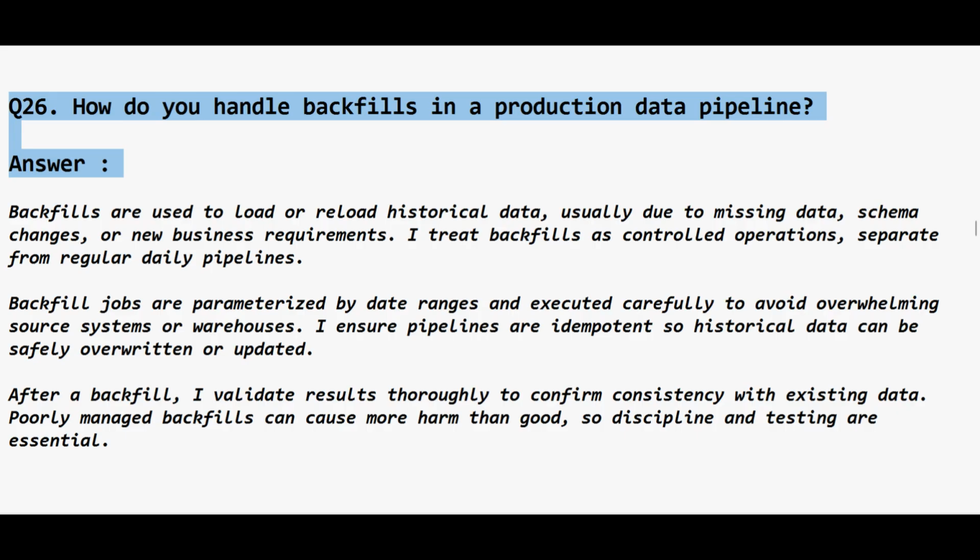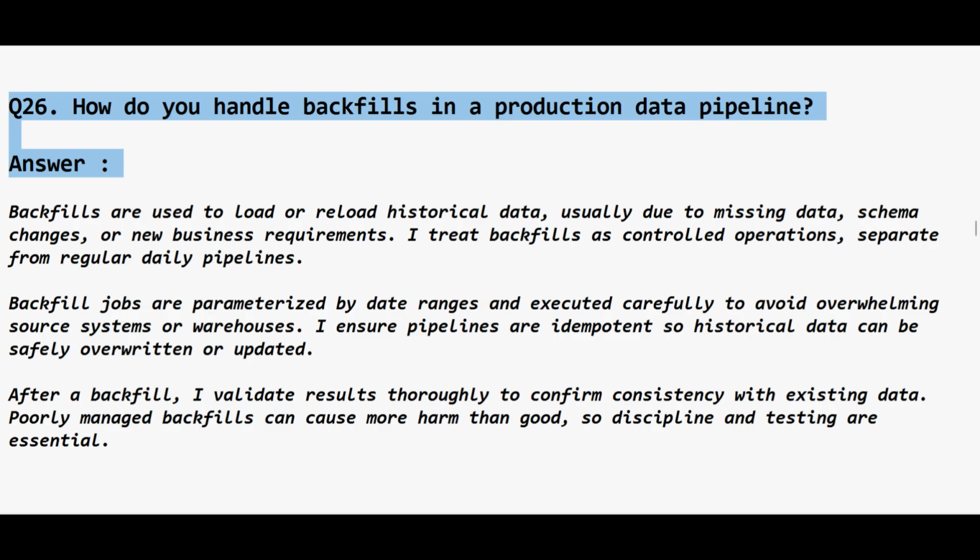Question 26. How do you handle backfills in a production data pipeline? Answer. Backfills are used to load or reload historical data, usually due to missing data, schema changes, or new business requirements. I treat backfills as controlled operations, separate from regular daily pipelines. Backfill jobs are parameterized by date ranges and executed carefully to avoid overwhelming source systems or warehouses.